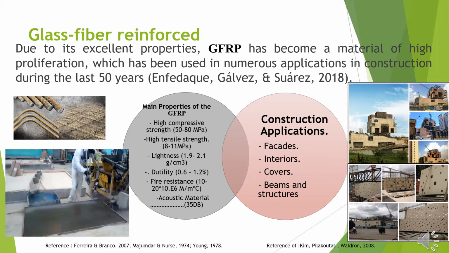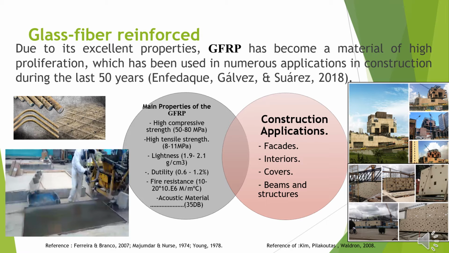Okay, continuing with the slides, I'm going to explain what glass fiber reinforcement is. Because of its excellent properties, GFRP has become a common material, with high proliferation in construction and in different research and investigations during the last 15 years. The principal properties of GFRP are high compressive and high tensile strength, low density, more ductility, fire resistance, and sometimes it is used as an acoustic material.